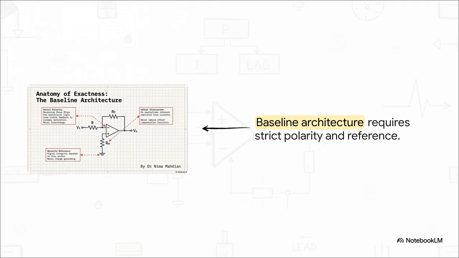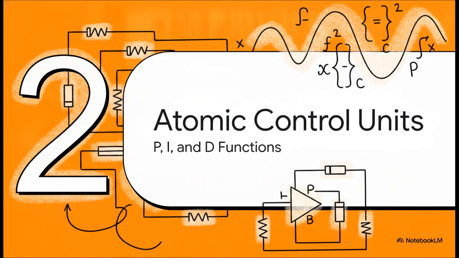Notice the strict polarity. The input goes right through resistor R straight into the inverting or negative terminal. If you reverse this, you flip the entire logic from stable feedback into complete runaway saturation. Also notice the absolute reference to ground, and crucially, look at that RM resistor on the non-inverting terminal. That RM neutralizes the inherent amplifier bias currents, which provides our offset elimination. Seriously, never remove it. Moving on to Section 2, Atomic Control Units.